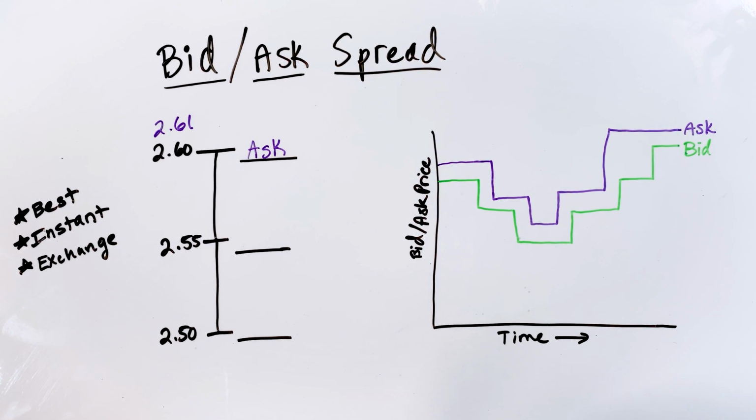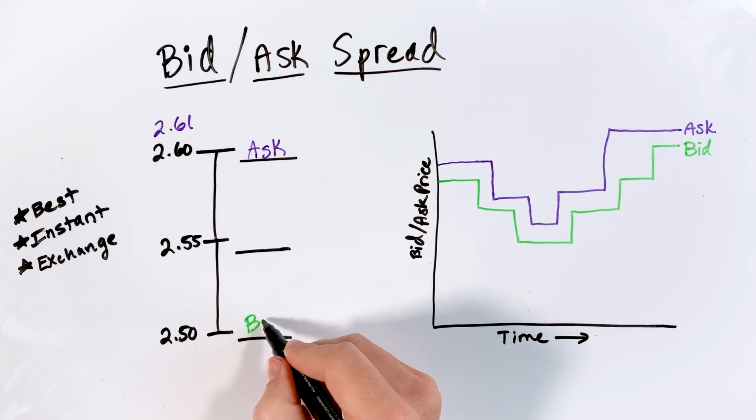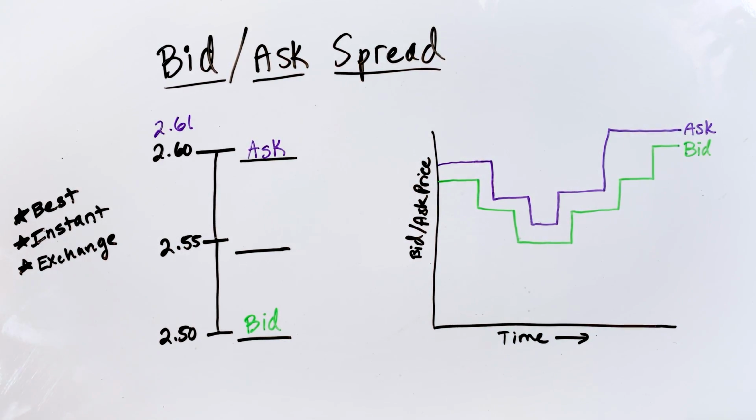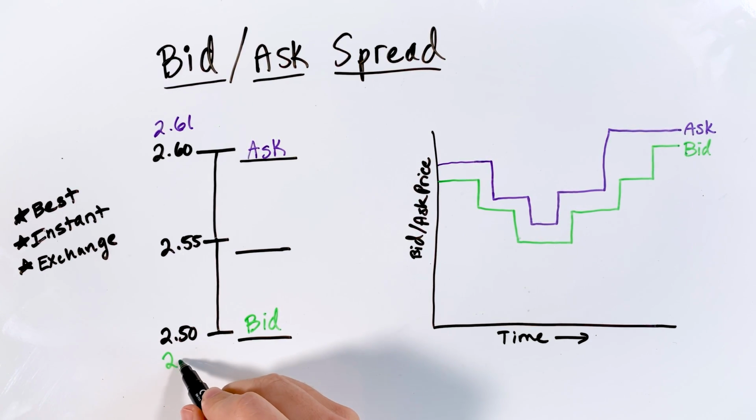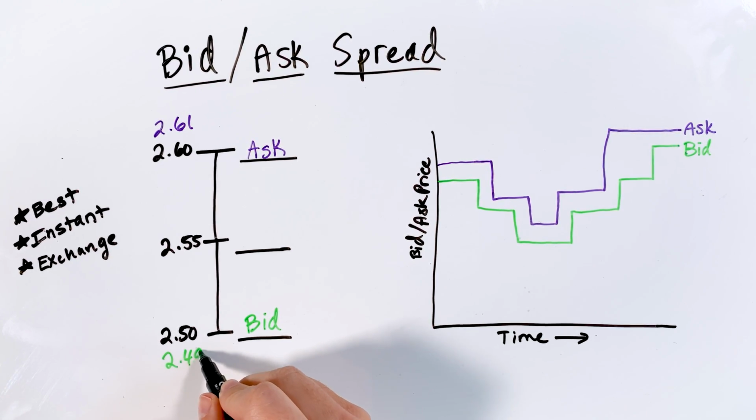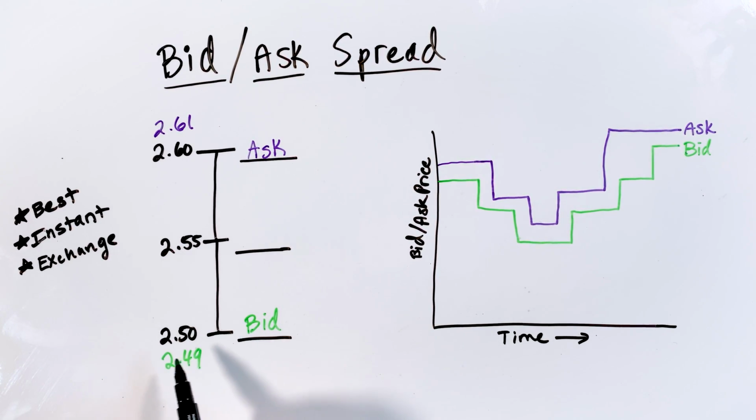Now, on the other end, you have the bid price. And the bid price is all the way down here, and it is the highest price that someone is willing to buy the security for right now. Now again, somebody might be willing to buy this security for 249, but if somebody else is willing to buy it for 250, then that becomes the bid price. It is the highest price that someone is willing to buy the security for.